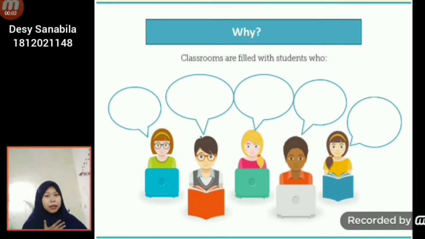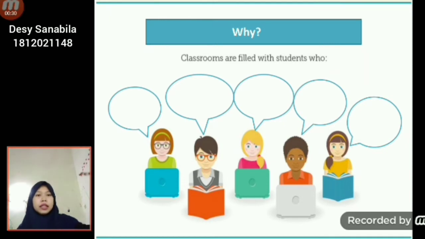I am Desy Sanabila and I would like to continue the presentation. Well, next I would like to explain why, as a teacher, we need to apply differentiated instruction in the classroom. There are many students in the classroom who have differences in character and also in ability. Well, in this slide there are 5 reasons why teachers need to apply differentiated instruction.